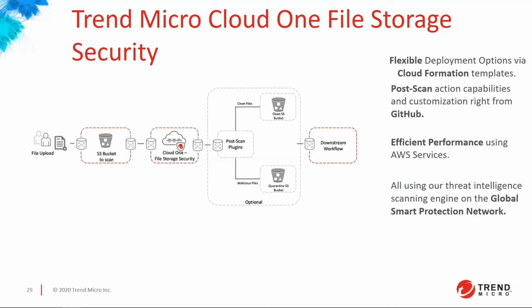And talk about flexibility: a customer can optionally, from our GitHub repository, deploy post-scan actions or plugins. These are Lambda functions where they can say, all right, if this file is deemed malicious or quarantinable, let's throw that to a quarantine bucket, so that file is outside of that downstream workflow. If the file is clean, right, there's nothing wrong with it, let's throw that in the clean bucket. Now your downstream workflow is connecting to that clean or sanitized vetted bucket, right?